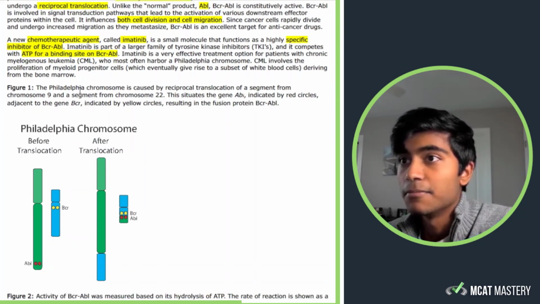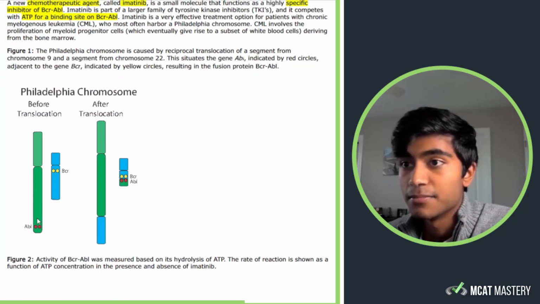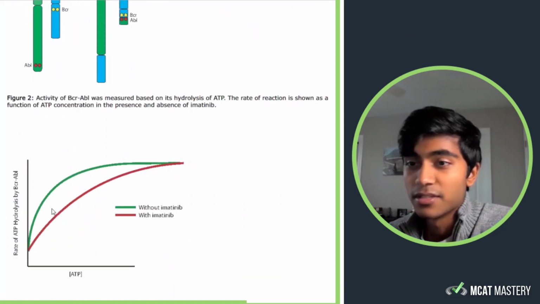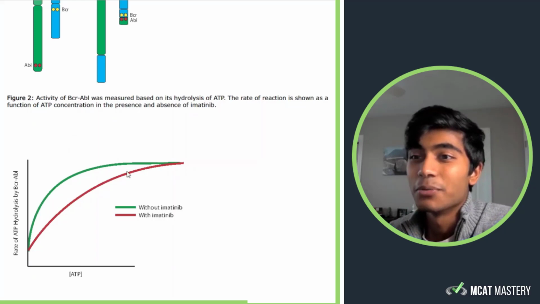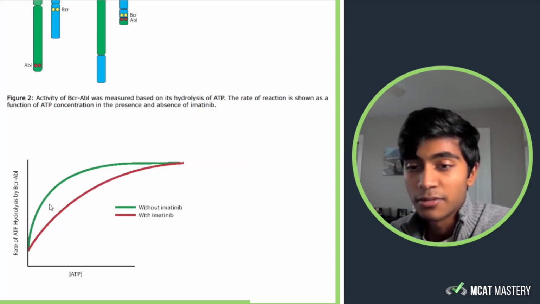So now we have a little figure of how that translocation happens. Pretty straightforward, ABL and BCR, these chromosomes switch up a little bit. And now we have this graph here. And so this would scream Michaelis-Menten to you. What we're seeing is Vmax here does not change, but KM does change. And that should tell us, based on our knowledge of inhibitors, that this is a competitive inhibitor. And so that's what we're getting out of this passage.